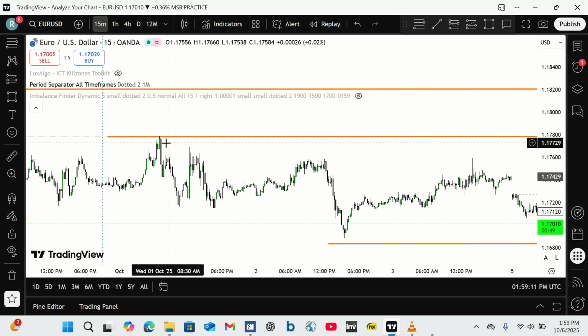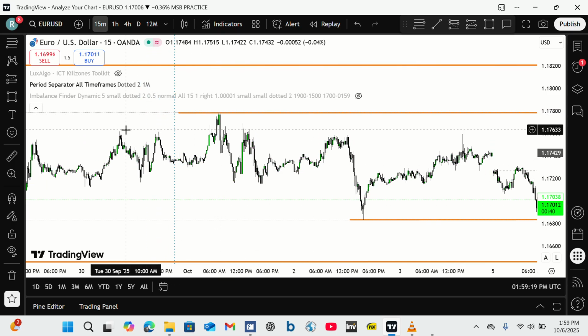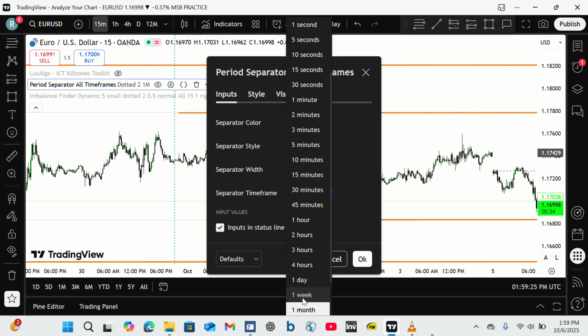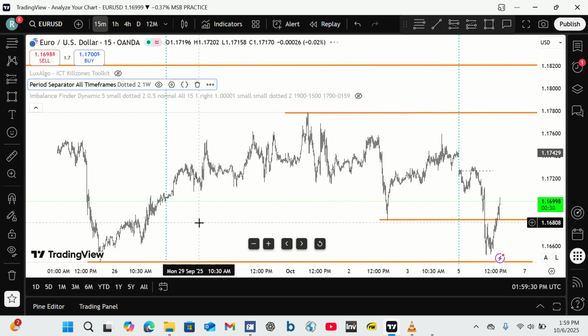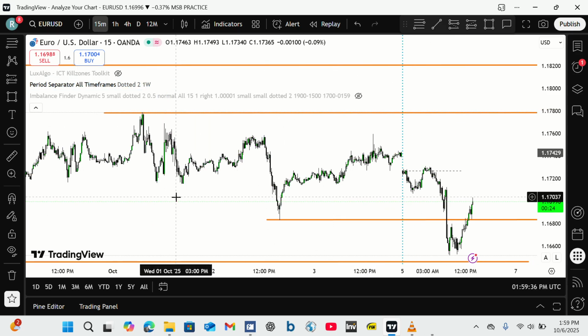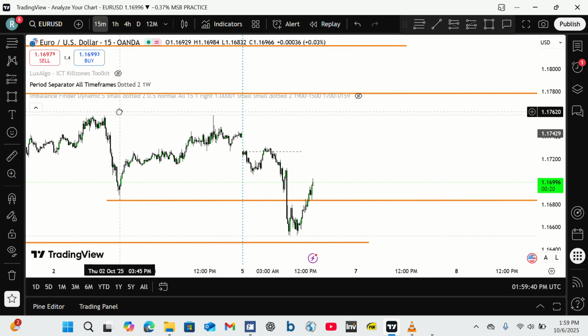I delineated it and marked it out, but I can't really remember what it was. I'm sure it was a weekly high or something. Okay, yeah, it's a weekly high. So assuming you know the weekly high is here.